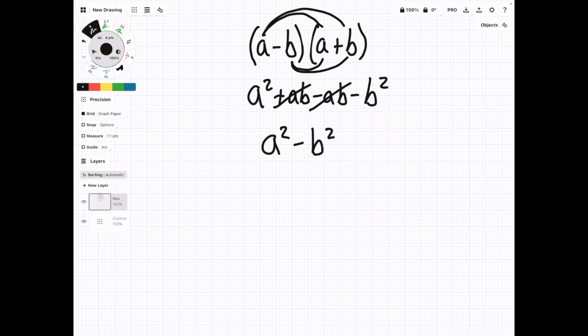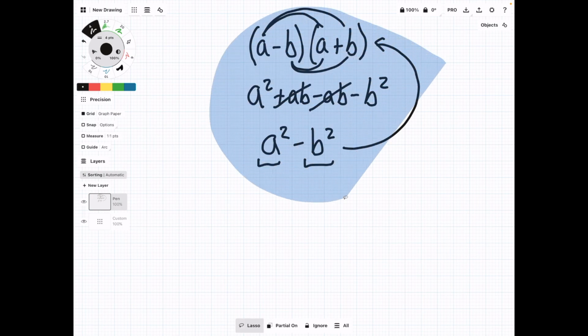So if we ever have an expression where there is a square and we are subtracting another square from it, we can rewrite it as a minus b times a plus b. So let's look at a few examples to show you what I mean.